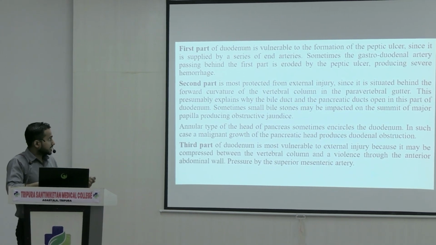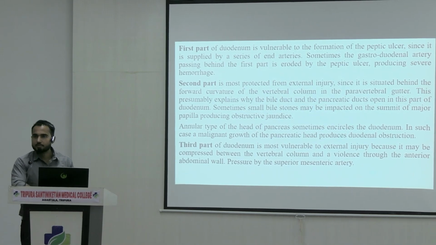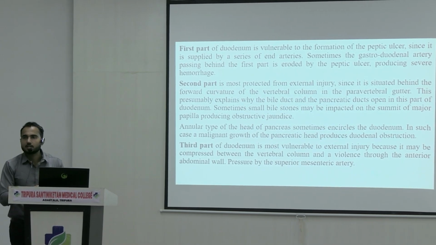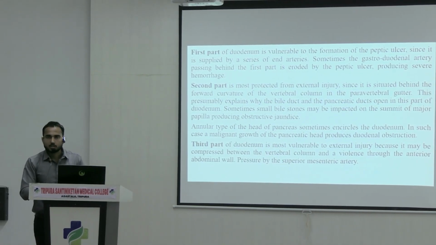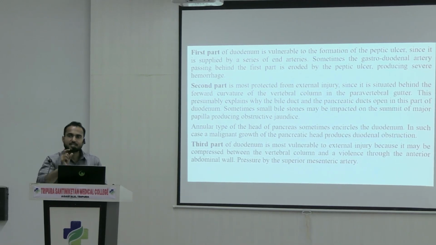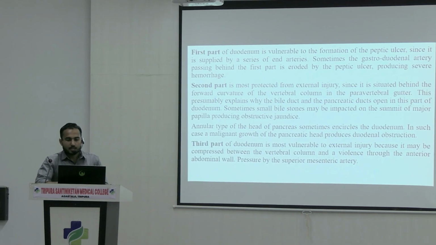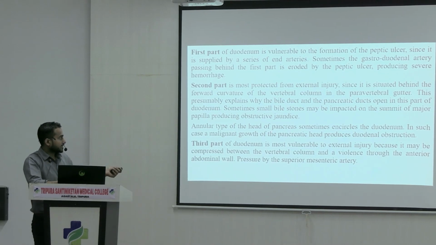Next, the second part is mostly protected. In the second part we have seen the ducts which enter the duodenum: the main pancreatic duct and the common bile duct. Sometimes, if a bile stone is present in the common bile duct, there will be biliary obstruction. When the biliary obstruction is near the papilla, obstructive jaundice will take place.